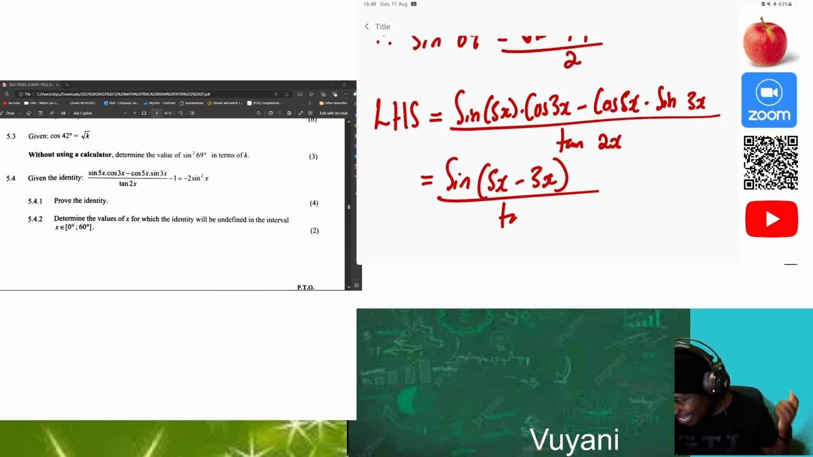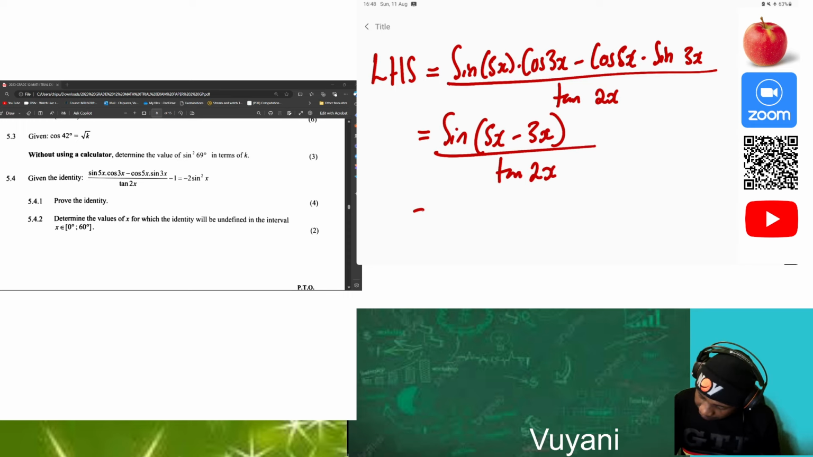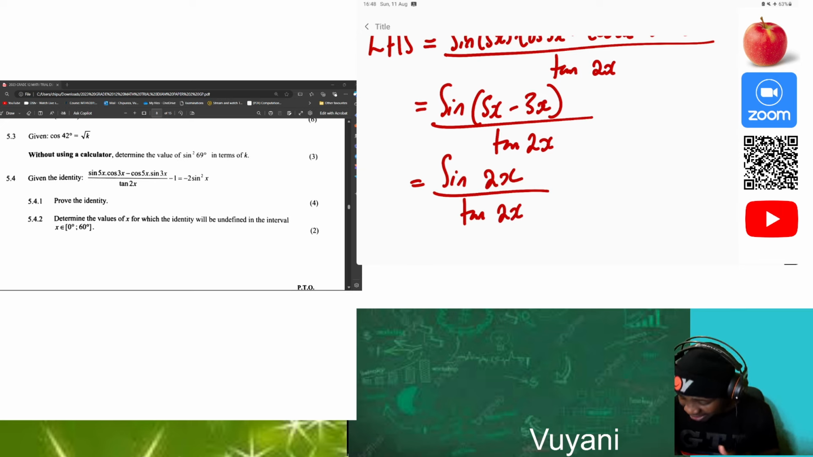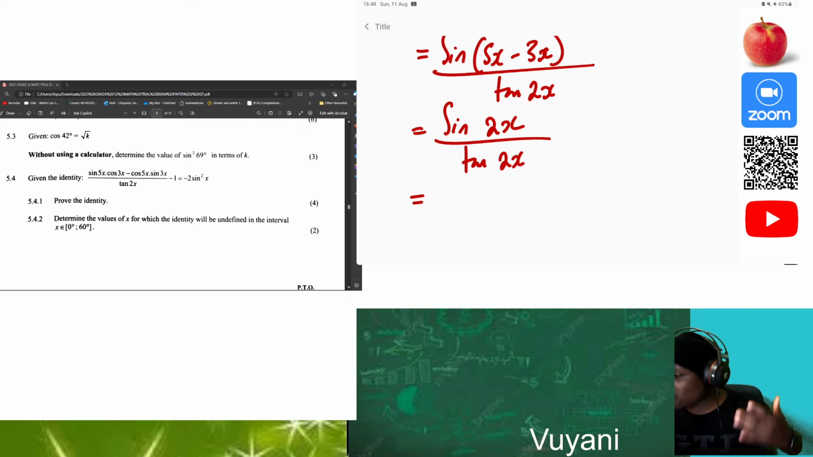Interesting. That's why I love maths. So that would be sine of 2x divided by tan of 2x. This is great. Oh my word. We can see that sine 2x is a double angle, but there's also something we know about tan 2x, that tan 2x is an angle.